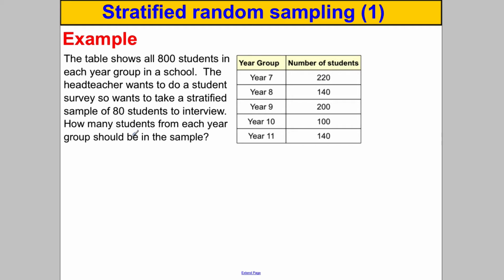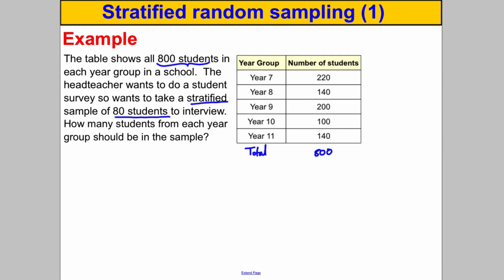So pause the video and have a go. Well, what we've got here is a scenario of 800 students in a school by each year group. The head teacher wants to do a stratified sample. You're told the 80 students in his sample, and asked how many from each year group. Right, the first thing you always do is check the total. If you add those numbers up, they do indeed add up to 800, which is how many are in the population. Now he wants a sample of 80.